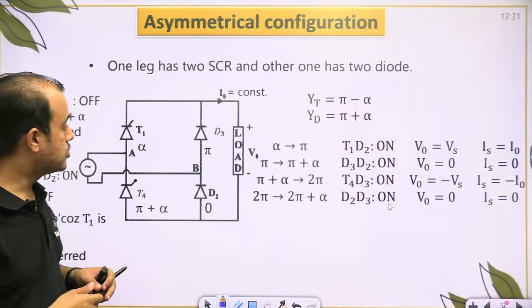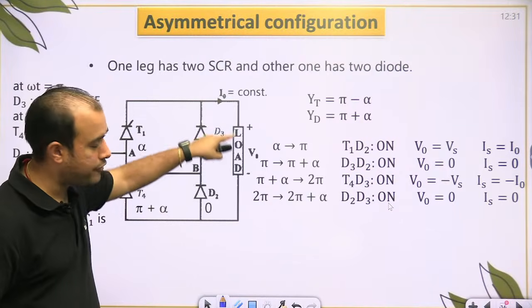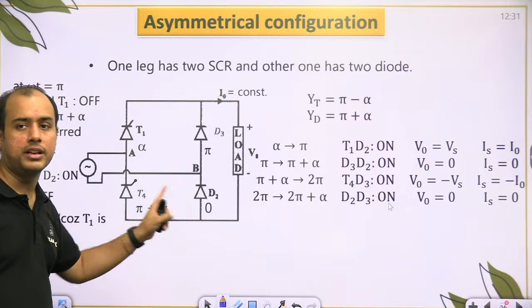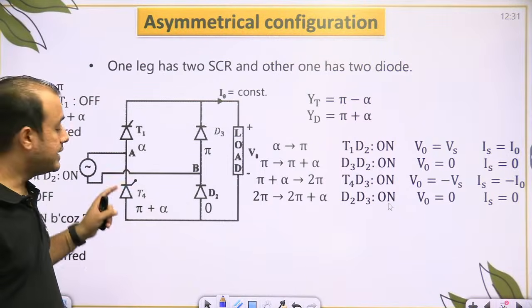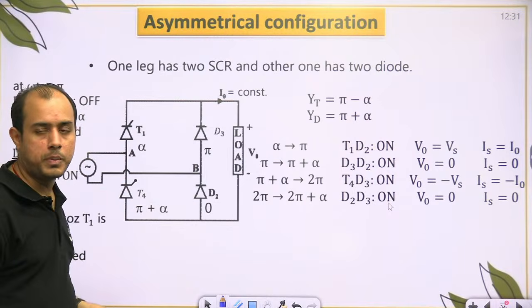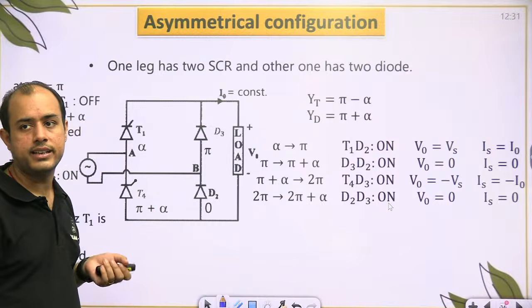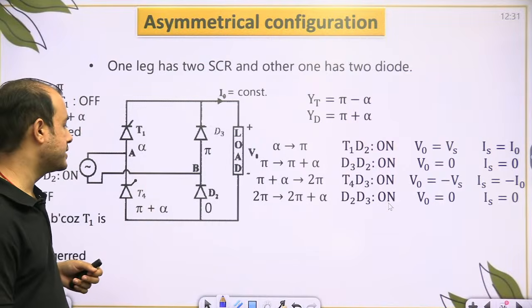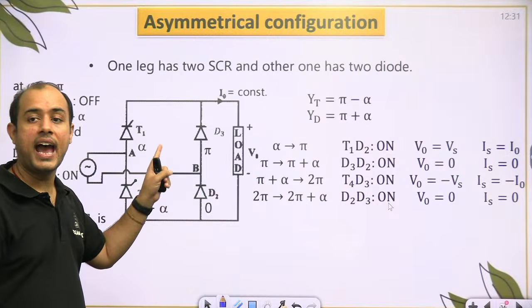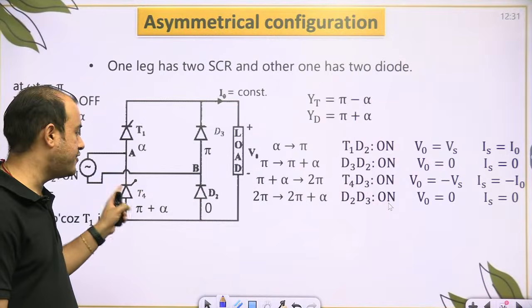So D3, D2 will provide a freewheeling path. Now at pi plus alpha, T4 is on. So D2 turns off. Now T4 and D3 will conduct till 2 pi. So V0 will be minus Vs and Is will be minus I0. But at 2 pi, D2 will be on. As soon as D2 is on, T4 turns off.